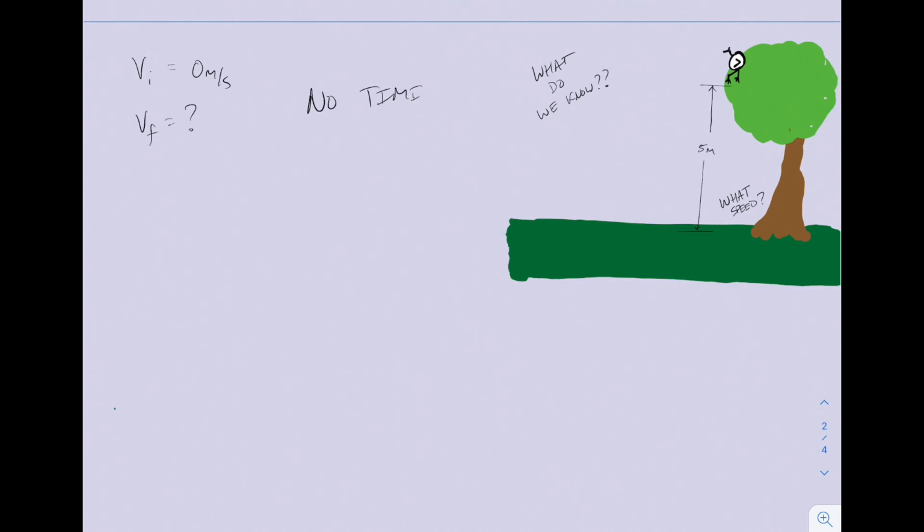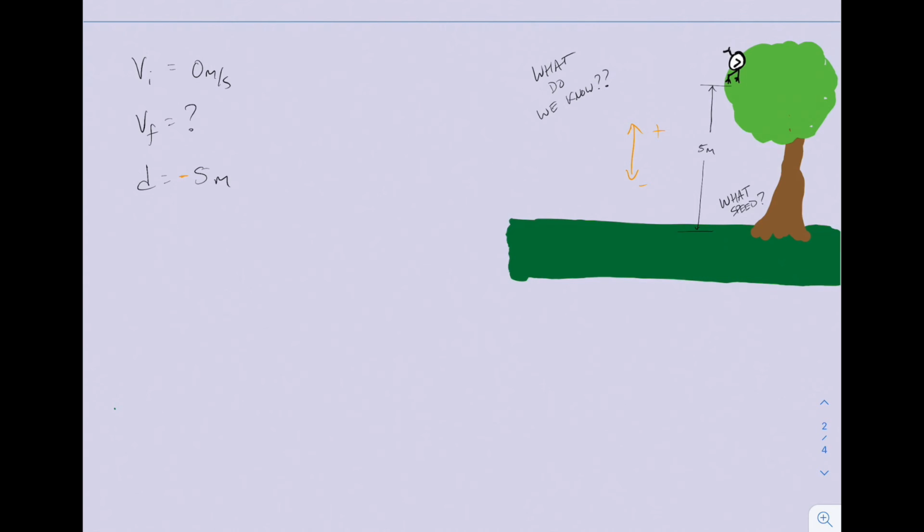What else do we know? Well, we know we're not given a time. We know we're not given an acceleration, right? Or are we? Remember that we always know the acceleration because it is falling. And yes, we should define our directions.